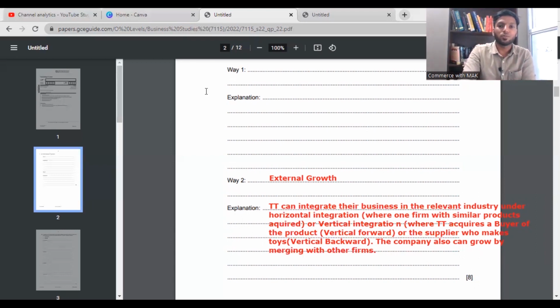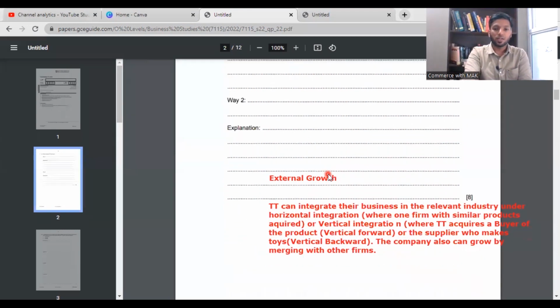So I hope you guys understood the first one. Let's move on to the second part of the question. So what do we have? I'm going to erase this off, guys. I'll read it for you. TT can integrate the business in the relevant industry under horizontal integration, where one firm with similar products acquires another. Vertical integration, where TT acquires a buyer of the product, vertical forward, or the supplier who makes toys, vertical backward. The company also can grow by merging with other firms.